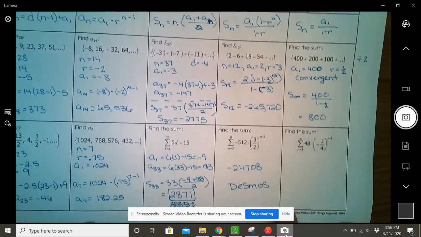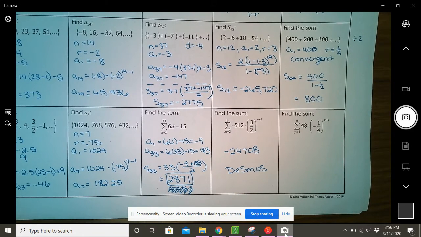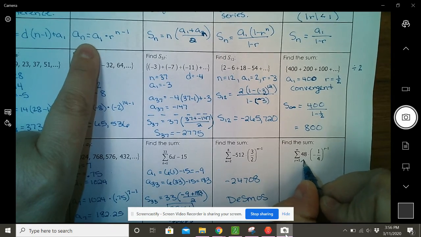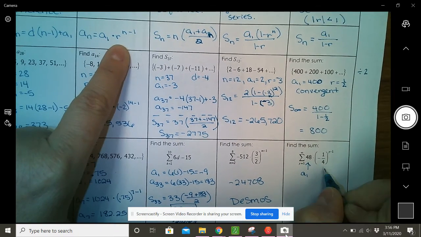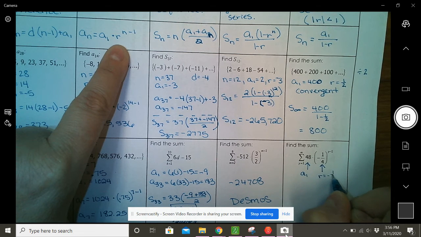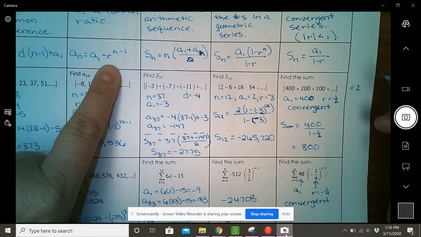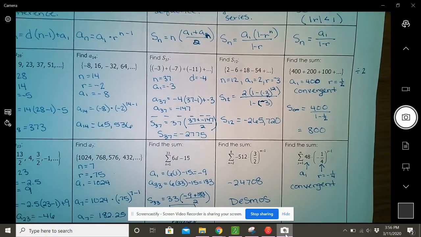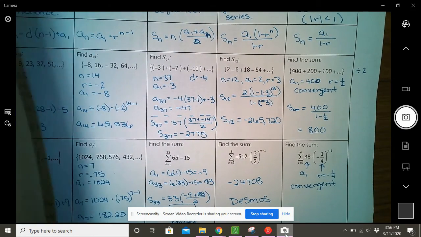Okay, one more example to show you. This is sigma notation. So I think I'll take it over into Desmos, but before I do that, let's just confirm that this is convergent. To do that, I am going to use my geometric sequence formula from way over here. So there's my A sub 1, it's 48. The R value is negative 1/4, which means convergent. If your absolute value of the R value is less than 1, then it's a convergent series, so it will have a sum, so we continue.